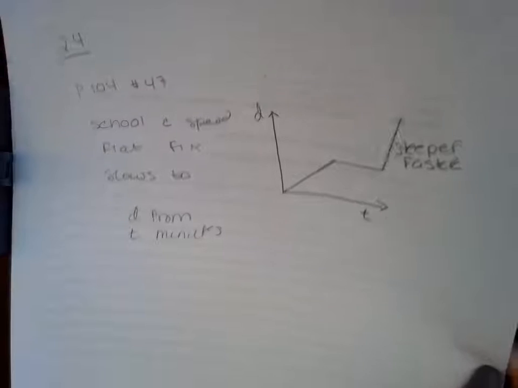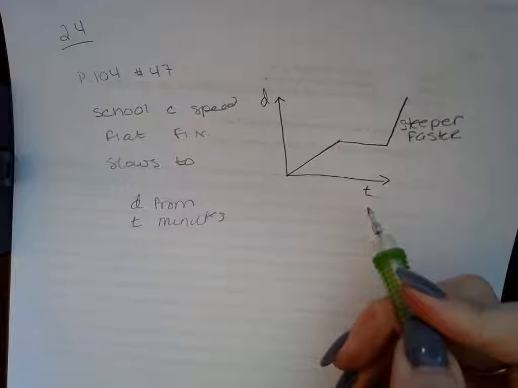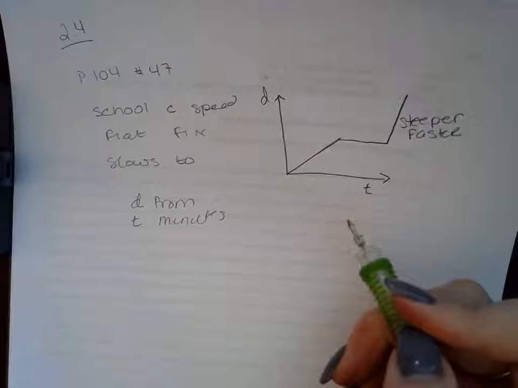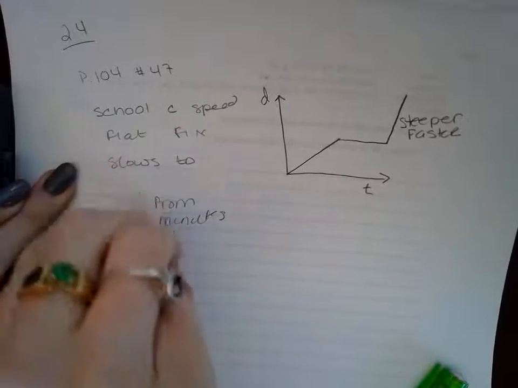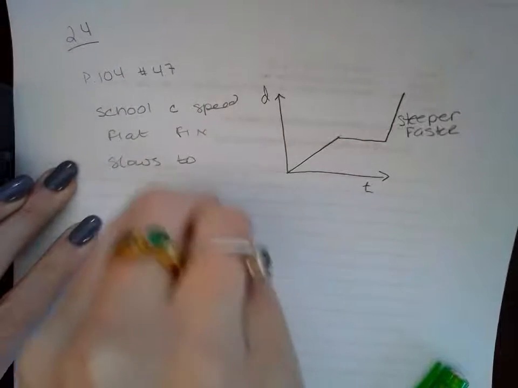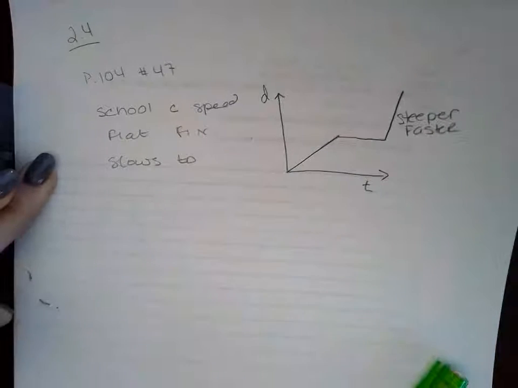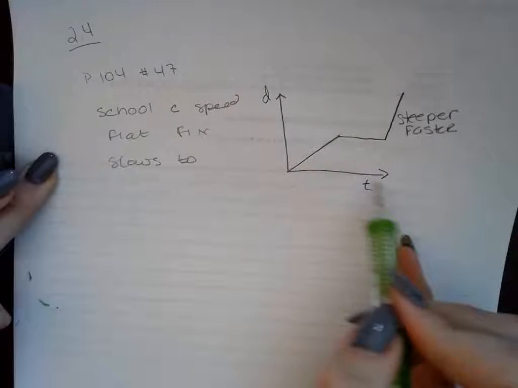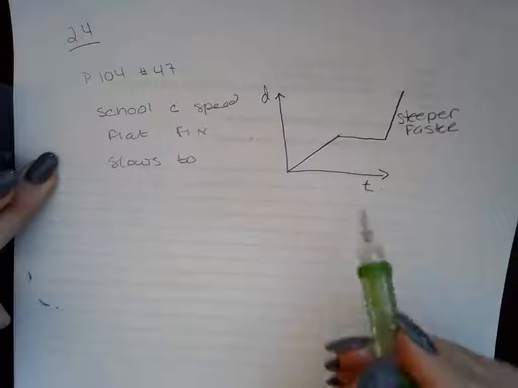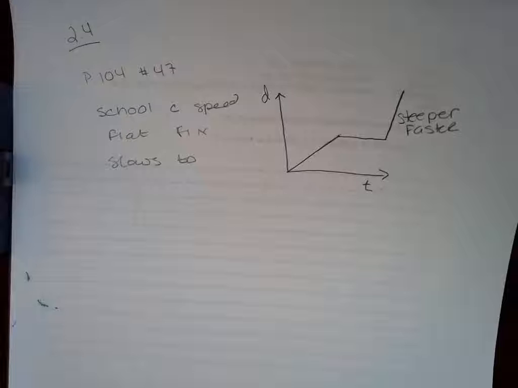So that's number 47. This is the qualitative graph of the scenario where a student drives towards school at a constant speed, and then she has a flat tire. She needs to stop and fix her tire, and then she continues on towards school, but moving at a faster speed. Remember, it's a qualitative graph because it doesn't have any numbers. We know that her distance away from home depends on how long she's been driving. So T is our independent variable, D is our dependent variable.